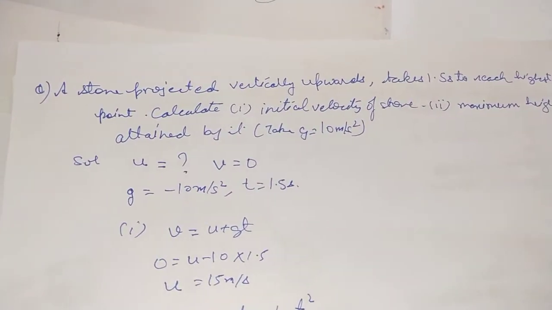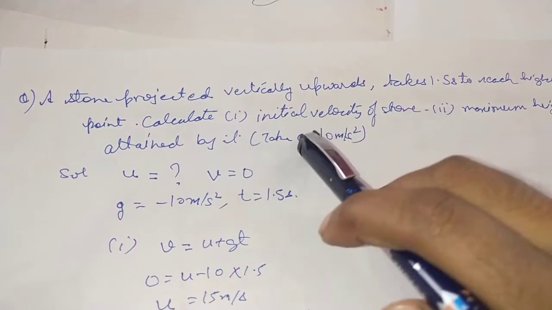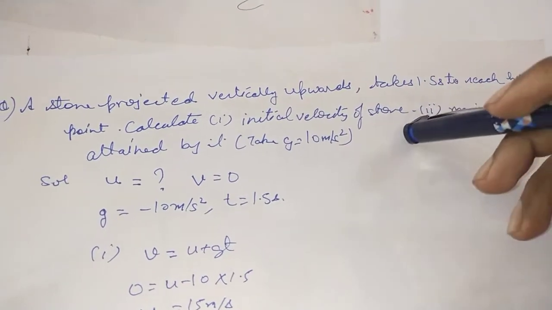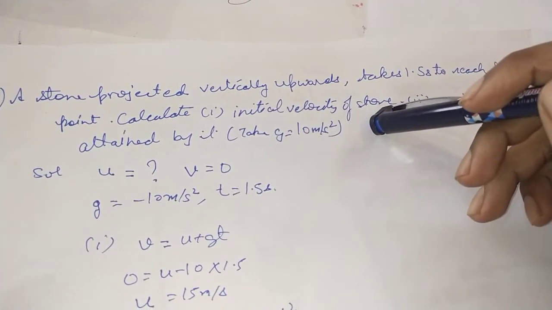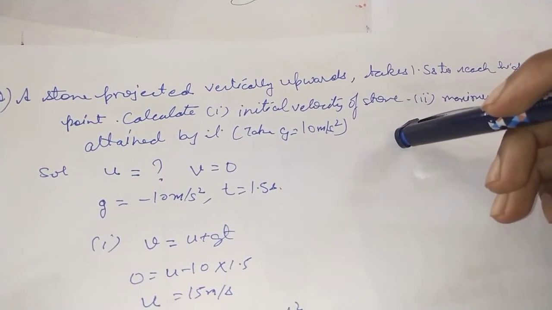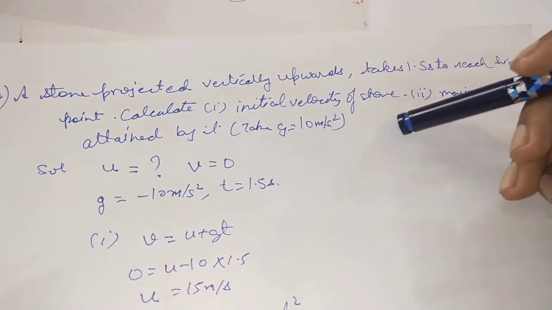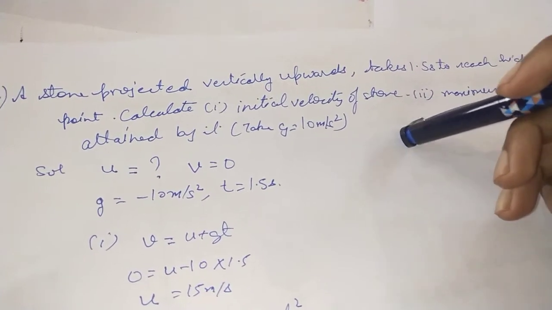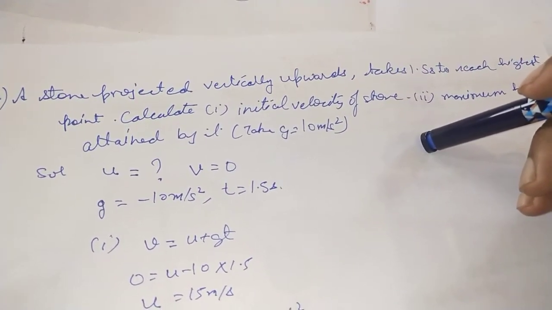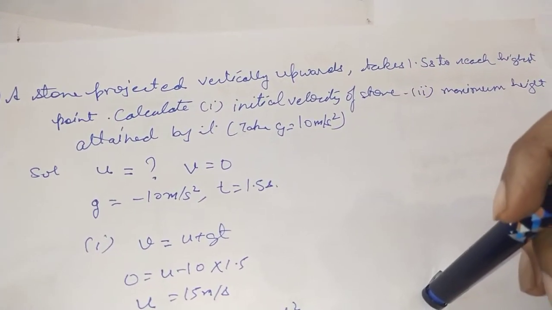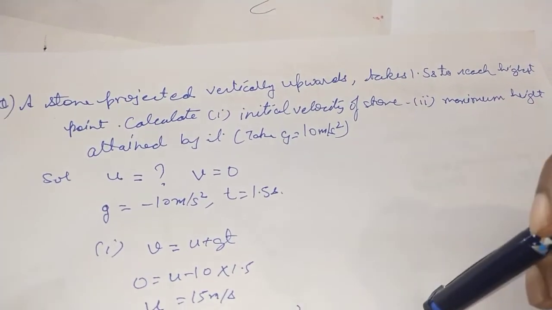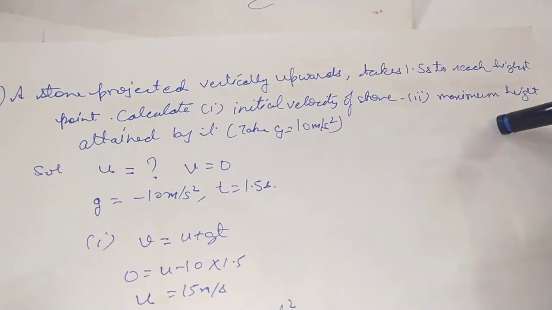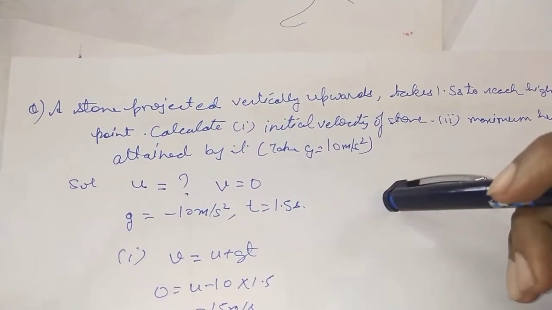Now, let's say a stone is projected vertically, thrown vertically upward, and it takes 1.5 seconds to reach the highest point. That means when thrown vertically upward, there will be a highest point to which it reaches, and obviously as soon as it reaches its highest point, the final velocity will become 0, and then it will start falling down in the backward direction. So we have to calculate the initial velocity, with what velocity we are throwing it so that it goes high up in the air, and the maximum height attained.